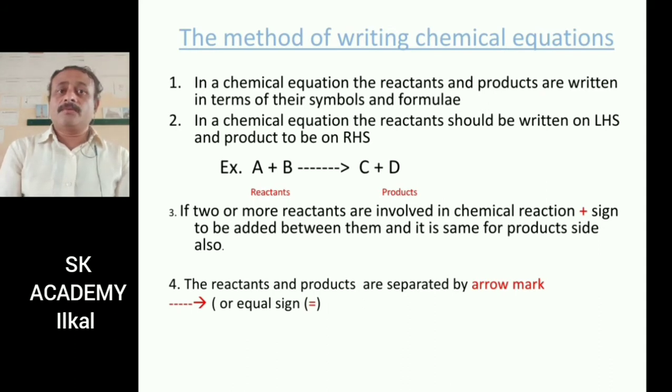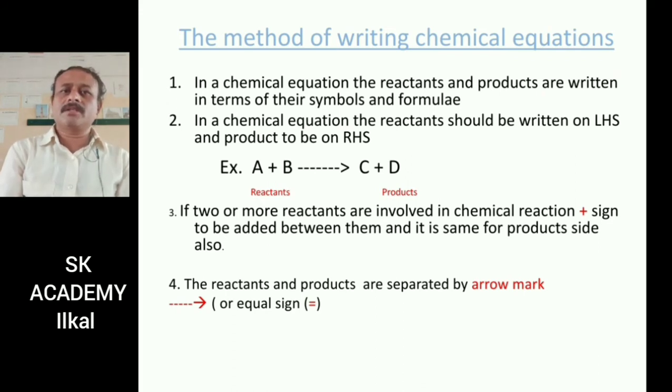Next, if two or more reactants are involved in a chemical reaction, a plus sign is to be added between each of the reactants, and the same should be used on the product side also. If one product is there, no problem. If more than one product is there, then between each product we have to put a plus sign, right.